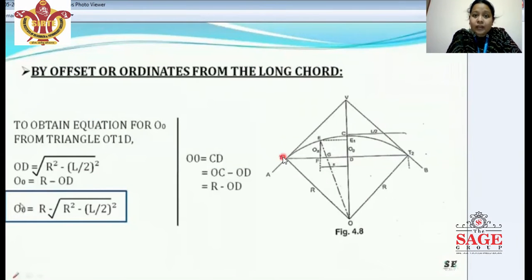Okay, so here you can see this OD. O is the O point and that is the D point. OD equals the square root of R square minus (L by 2) whole square. This equation, where do we find it? How to find it? Simple.